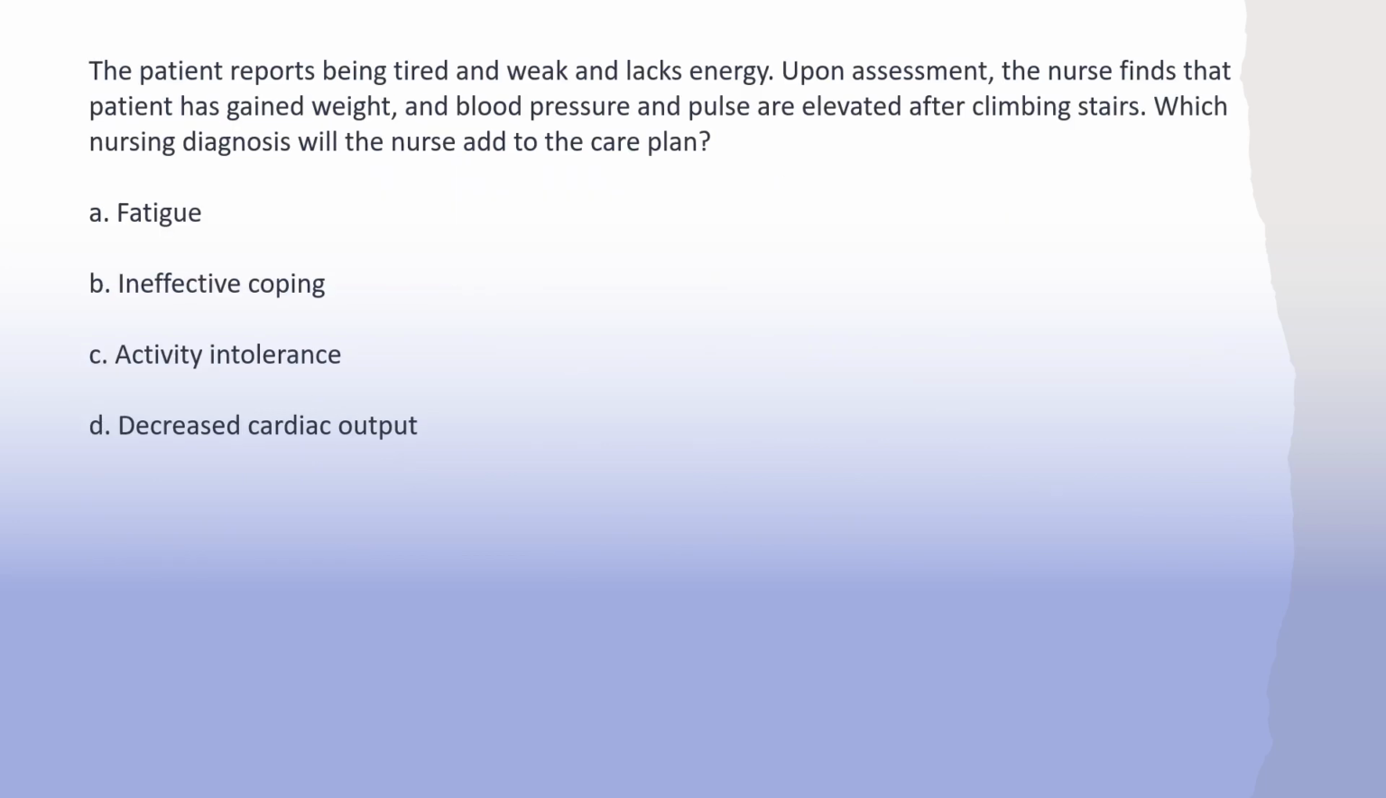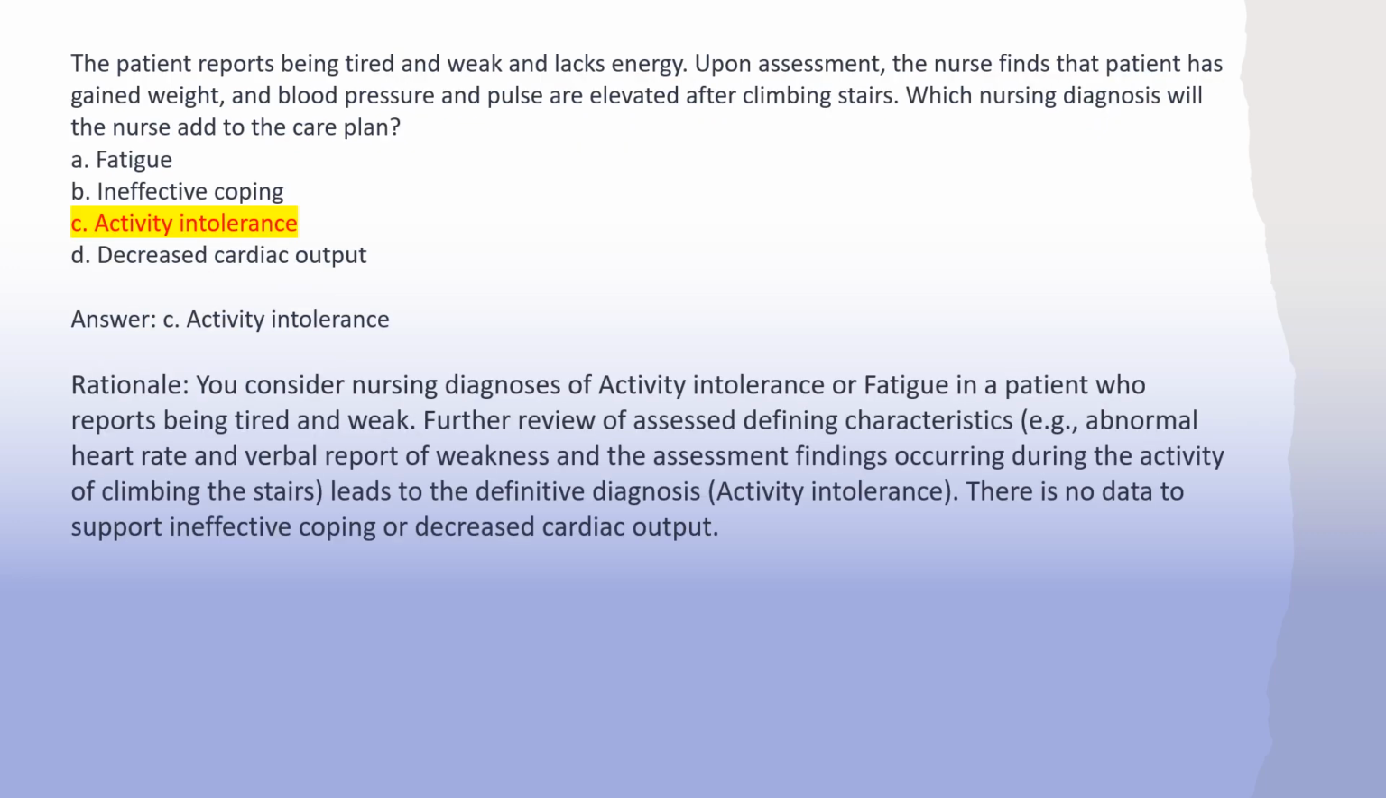The patient reports being tired and weak and lacks energy. Upon assessment, the nurse finds that the patient has gained weight, and blood pressure and pulse are elevated after climbing stairs. Which nursing diagnosis will the nurse add to the care plan? A. Fatigue. B. Ineffective coping. C. Activity intolerance. D. Decreased cardiac output.